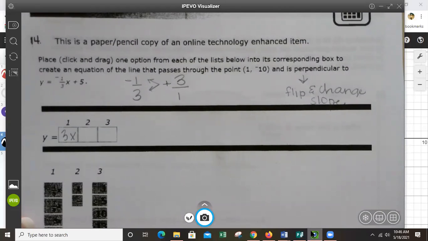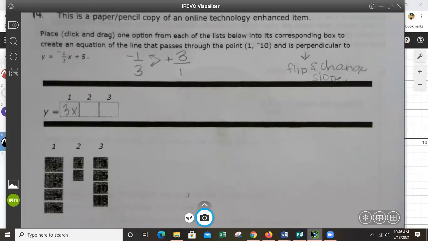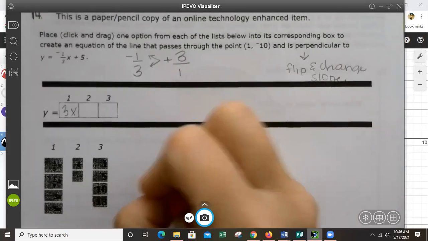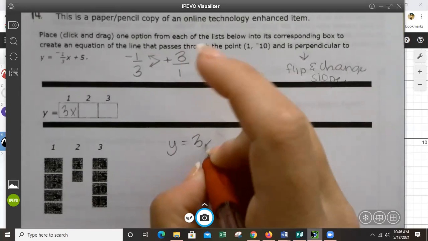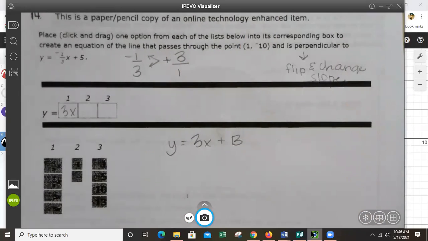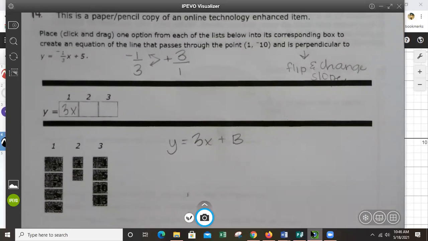All right. So to finish out the rest of it, I'm going to show you this one by hand, but I can show you also in Desmos. You have to get at least one of these before you can put it into Desmos, because otherwise there's so many combinations that you can do. It's going to be ridiculous. Okay. So to do it by hand, we have y equals 3x plus b. B is what we're trying to find, this one.